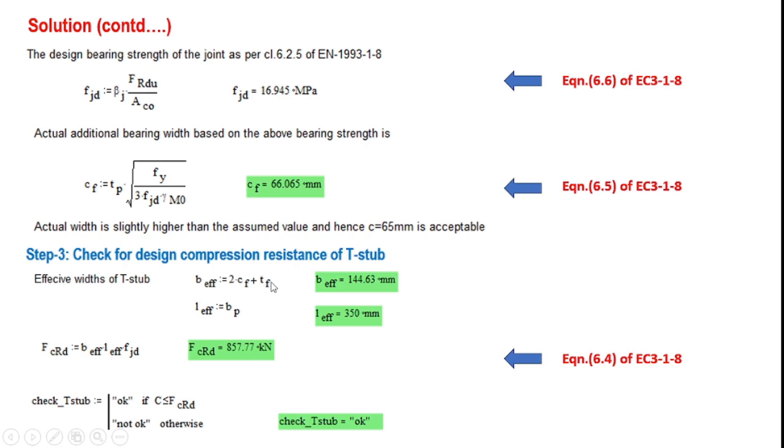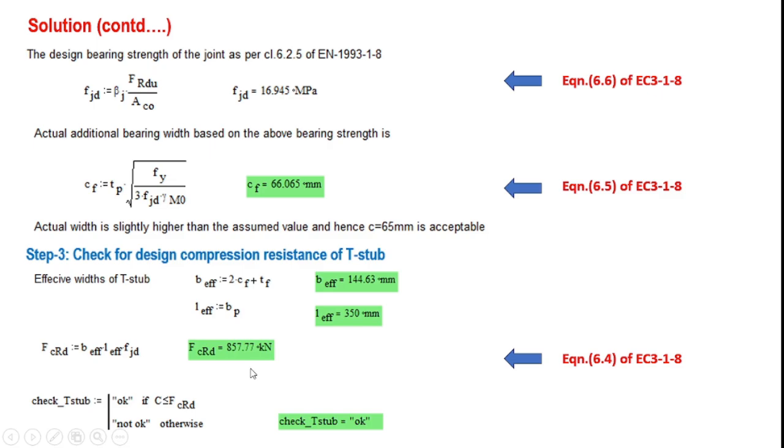Obviously, TF is the thickness of the flange and CF is on each side of the bearing column flange, which means B effective will be 144.63. And L effective we know is the width of the base plate, that is 350 mm here. So this means that FCRD, the design compression resistance of the concrete, we computed as 857.77 kilonewton. Now we should ensure that the computed value of C is less than FCRD.